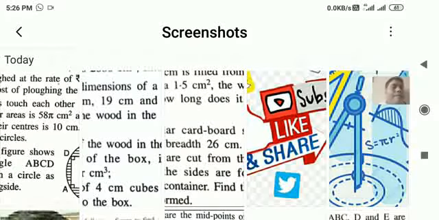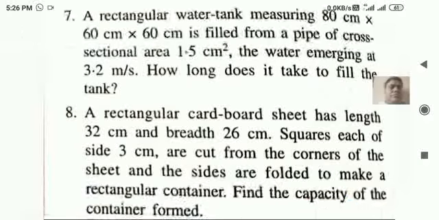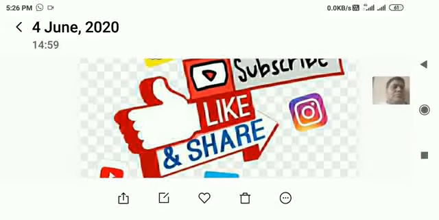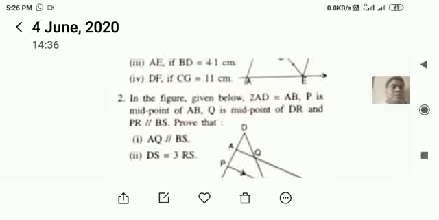Questions now based on that. You can see the question. Use the following figure to find BC if AB is equal to 7.2 cm, GE if FE is equal to 4 cm, AE if BD is equal to 4.1 cm, and DF if CG is equal to 11 cm. Okay.